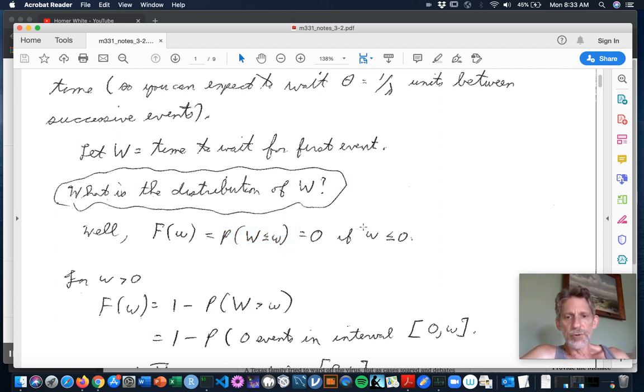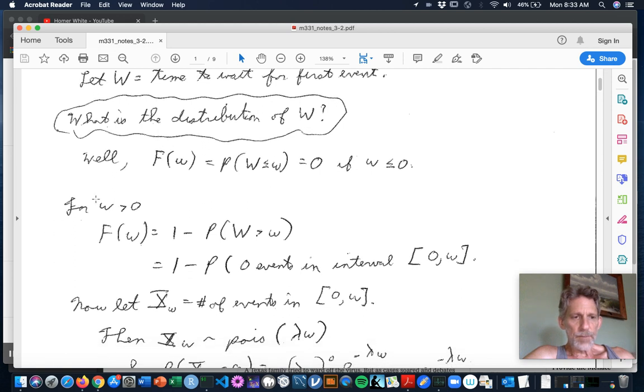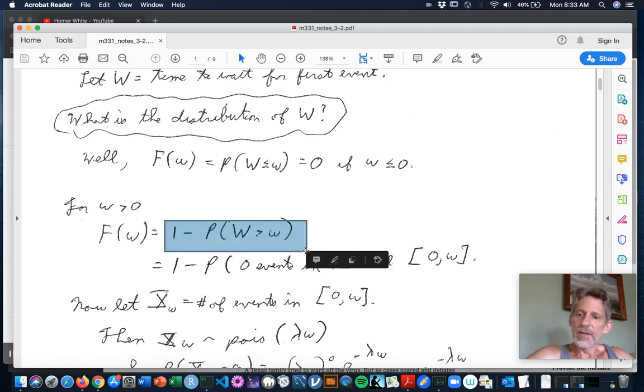Now, for sure, if little w is less than or equal to 0, this chance is nothing. You know, the chance of getting your first event in 0 seconds is 0. The chance of your first event in -2 seconds is 0. But how about for some positive waiting time, little w? What's the chance? Well, the chance that it takes less than or equal to little w units of time is 1 minus the chance that it's going to take more than little w units of time.